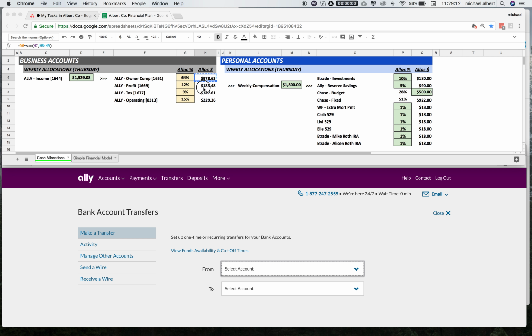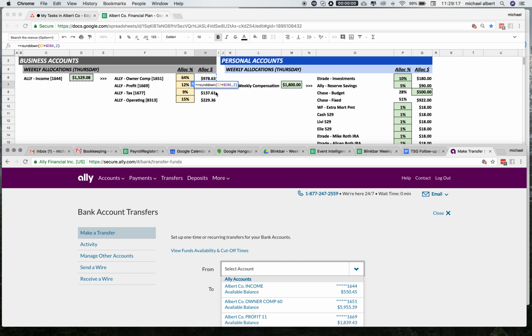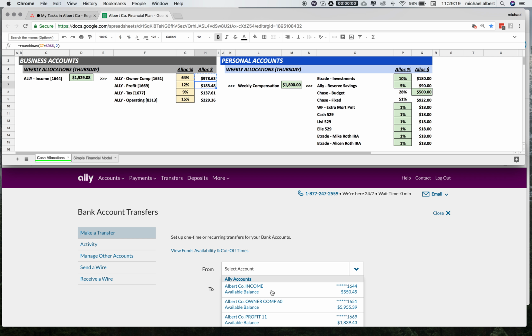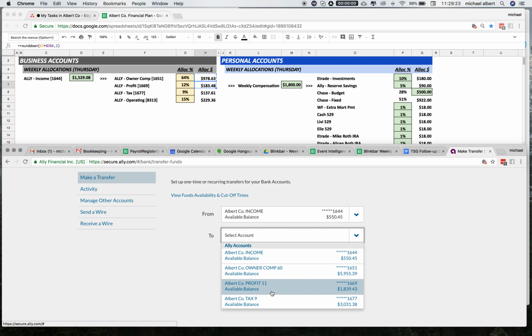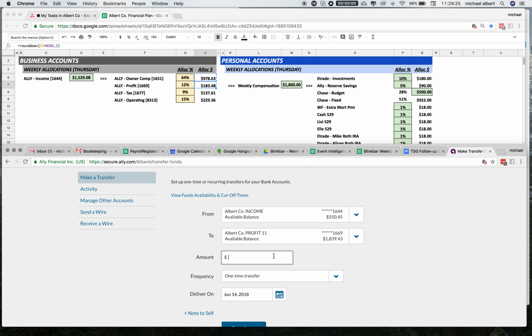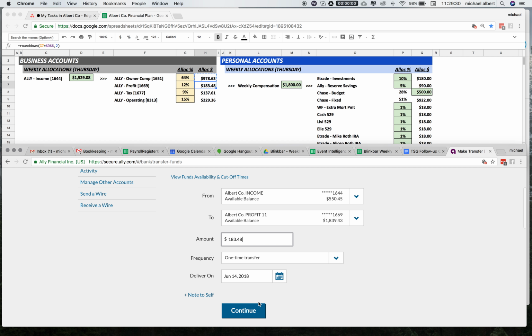All right, so now I want to make another transfer. So the next thing I'm going to do is send 183 from income to profit, 183.48.